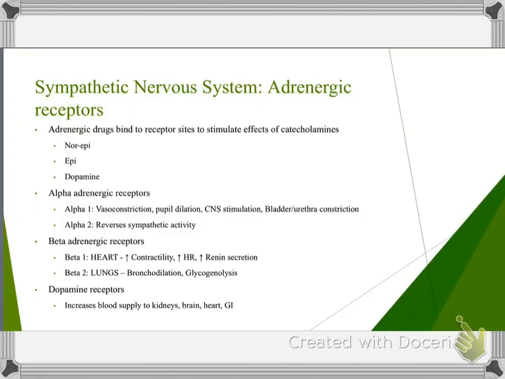Okay, so we're going to look a little bit more in depth at the specific receptors. So we talked about adrenergic drugs. What do adrenergic drugs do? They're going to bind to the receptor sites and stimulate the effects of catecholamines. We just talked about what the effects of the catecholamines are, right? So that's the effects of norepi, epi, and dopamine. If we're stimulating alpha adrenergic receptors, we're causing vasoconstriction, pupil dilation, CNS stimulation, and urethra constriction, okay?